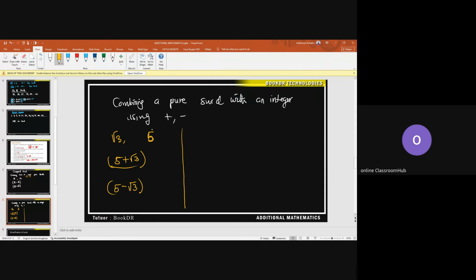By convention, if I want to combine root 3 and 5 with an addition, if you write root 3 plus 5, it is correct. But by convention, we always want to write the integer part first. So it is like this: 5 plus root 3. This is the proper and best way of writing it. But mathematically, root 3 plus 5 has the same value as 5 plus root 3 because of the commutative property of addition. But it is best presented this way. You always write the integer first before the surd portion.